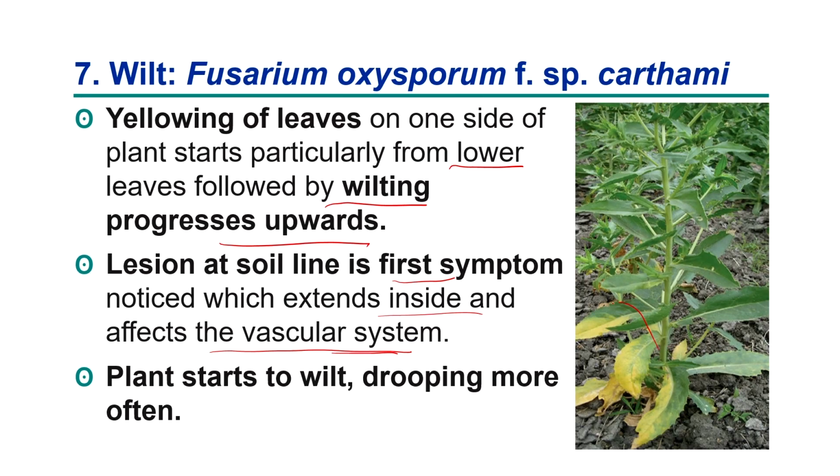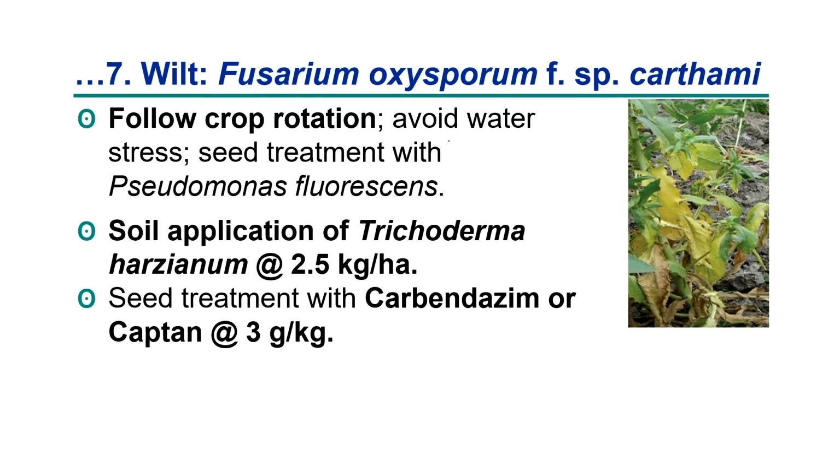You can see the yellowing of lower leaves here on the right side. Plants start to wilt, drooping more often. You can see the affected leaves will start drooping. Follow crop rotation and avoid water stress. Seed treatment with Pseudomonas fluorescens. This is a bioagent which can suppress this particular disease.